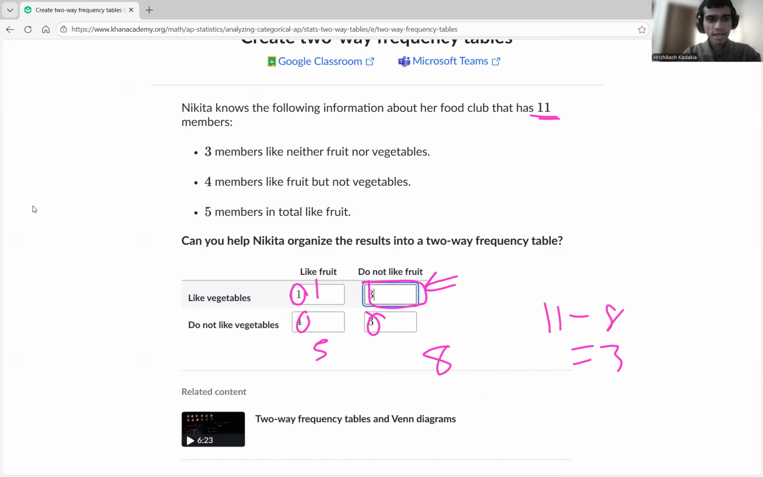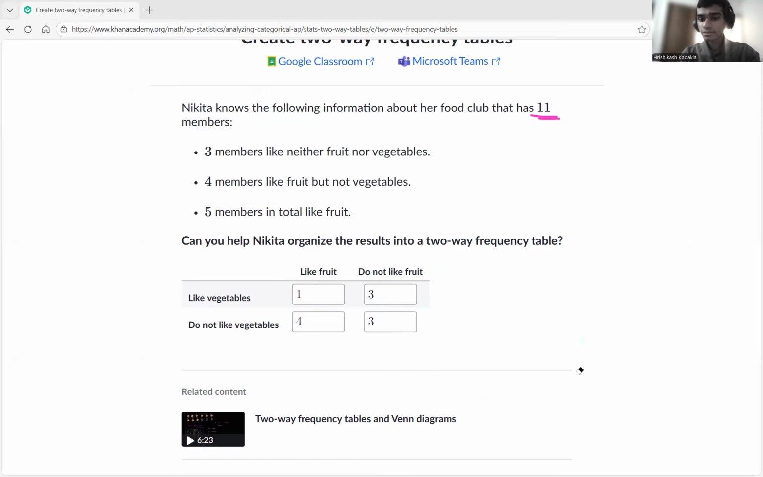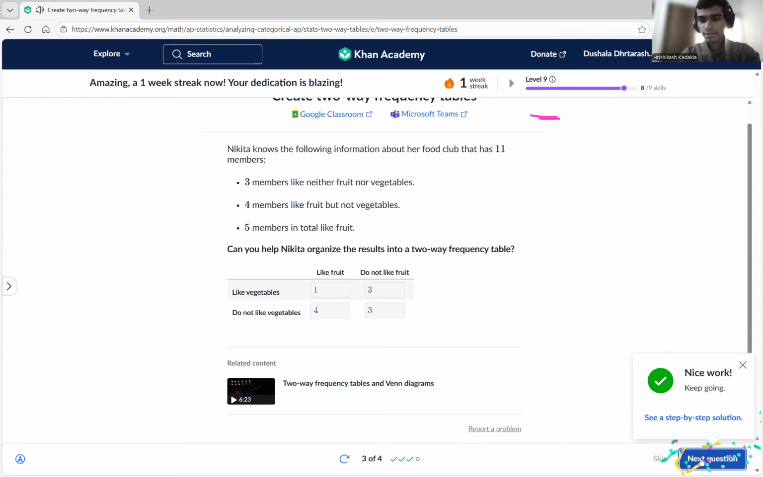And then if we add all of these values, 1 plus 4 is 5, plus 3 is 8, plus another 3 is 11. So yeah, Nikita can map it out like that.